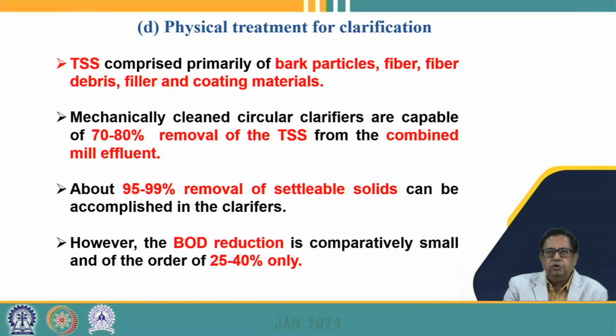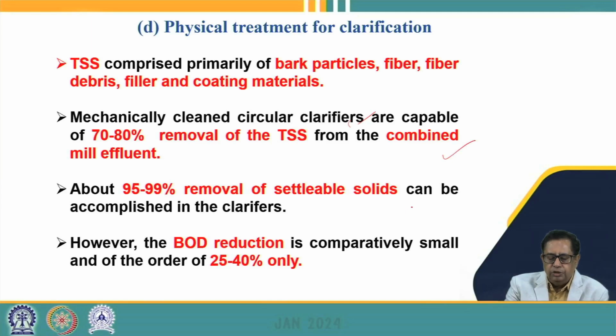So after the color removal, we can go for the physical treatment for the clarification by using the sedimentation process, where we try to remove the total suspended solids. These total suspended solids may be comprised of the bark particles, the fibers, the fiber debris, fillers and coating materials. So they can be removed by using the sedimentation process. We have seen that the circular clarifiers are able to remove nearly 70 to 80% of the total suspended solids from the combined mill effluent.